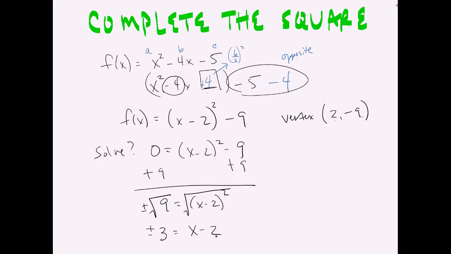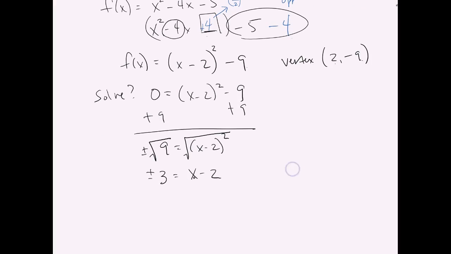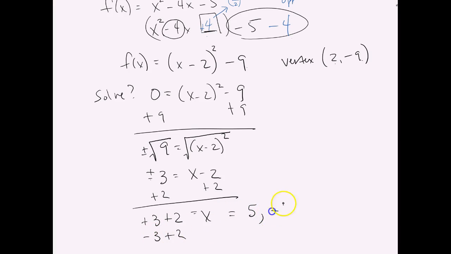an x minus 2. Now, we're almost there. How do we get that x by itself? Well, we just add 2 to both sides. Now, this is where you need to be careful. I've got a plus or minus in front of that 3, so make sure that you do 2 problems here. We need to do positive 3 plus the 2, but then we also need to do the negative 3 plus the 2, and those are going to be my 2 answers. So 5 and negative 1 will be my x's.